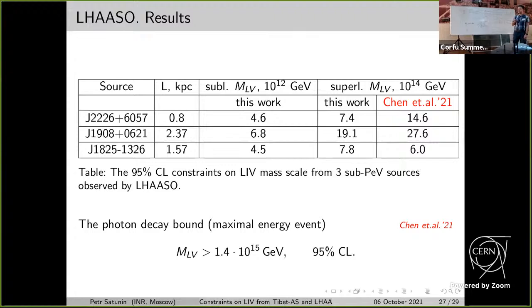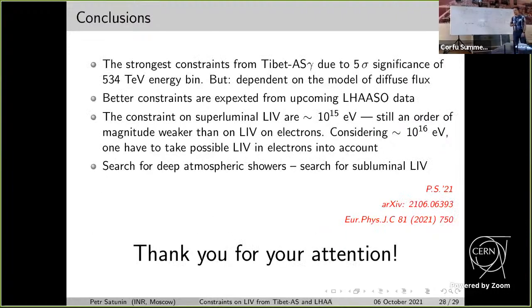So let us summarize the LHAASO results. The superluminal case was also studied in an independent paper by Chen et al., with a bit different analysis. Our analysis is weaker, but I think more conservative, because I did not take into account some non-significant last points. And here you can see the results. Also, the photon decay bound obtained from the event with maximal energy in the paper of Chen is 10 to the 15 GeV, giving the same order of magnitude as this splitting constraint.